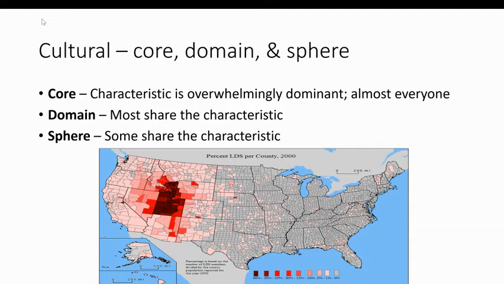So the cultural core is going to be probably the state of Utah. The domain is going to be the periphery of Utah. And then the sphere is going to be the states bordering Utah. So something like that.